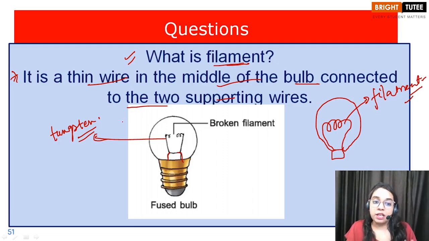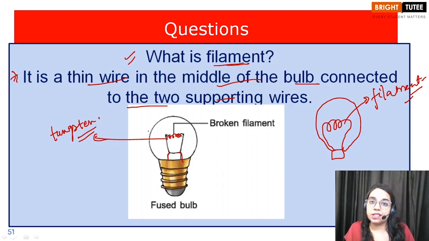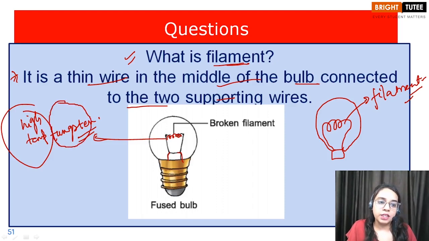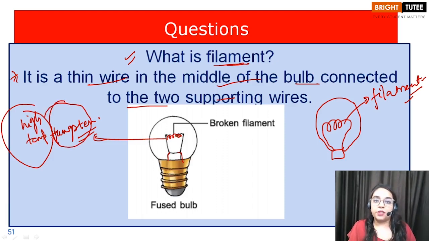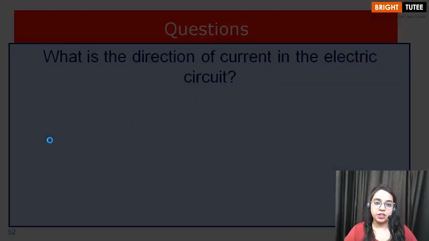So children, we have to make sure that the filament is made up of such a metal which does not melt easily even at high temperatures, right? Tungsten has this property that even at very high temperatures it won't melt, and if it doesn't melt, it will not break the circuit and our bulb will continue to glow when we supply electricity, right? So let us move to the next question.